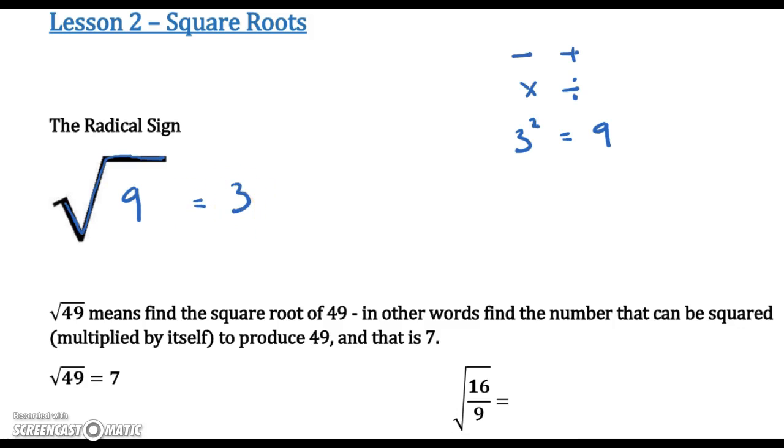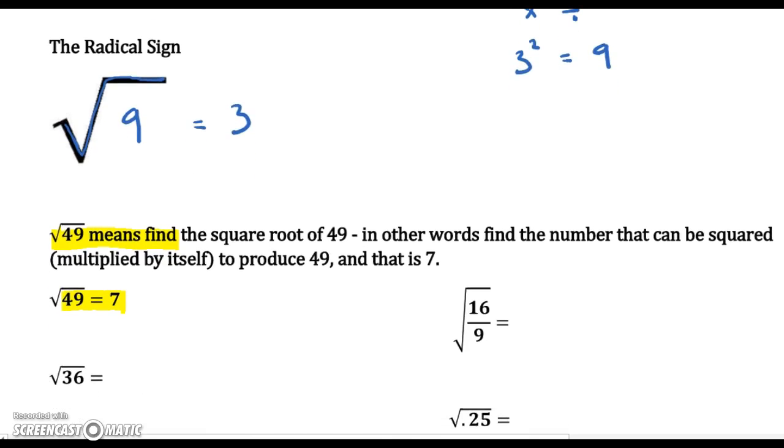So here's a bit of a formal definition. If we were to take the square root of 49, it means to find the square root of 49. In other words, find a number that can be squared to produce 49. And squaring again means to multiply a number by itself. So the square root of 49 in this case is 7. Okay, let's look at some other examples.